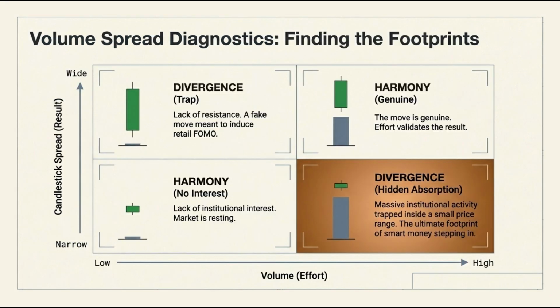To find institutional footprints, you must analyze the relationship between the candlestick spread and volume. When a wide price spread is backed by high volume, it represents harmony, confirming the move is genuine. Conversely, a wide price spread on low volume is a divergence trap, a fake move designed to induce retail FOMO. The most important footprint is hidden absorption, where massive institutional activity is trapped inside a narrow price range with high volume, signaling that smart money is stepping in to change the trend.